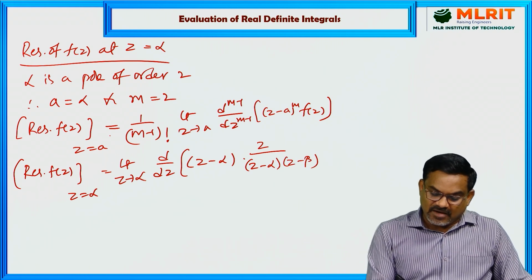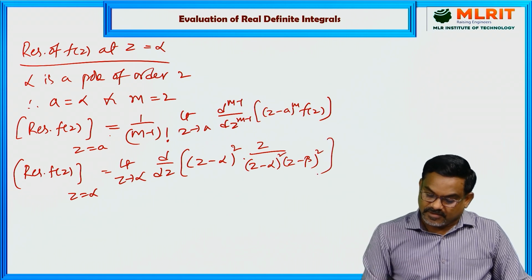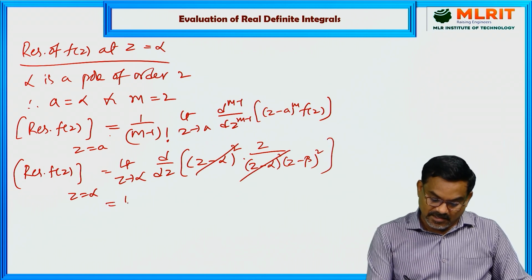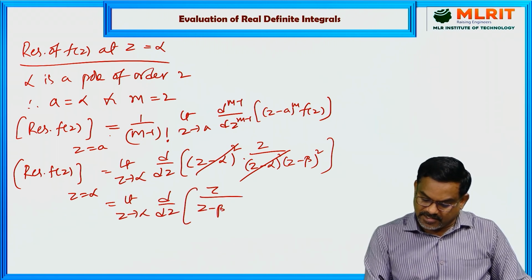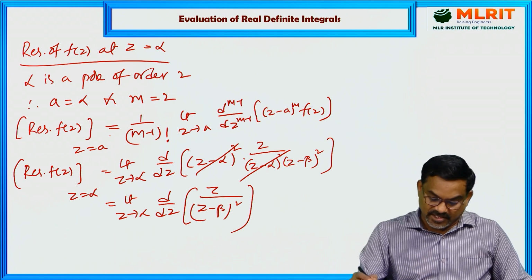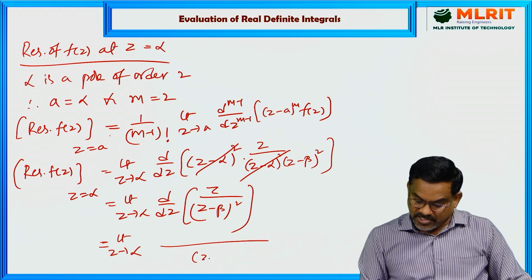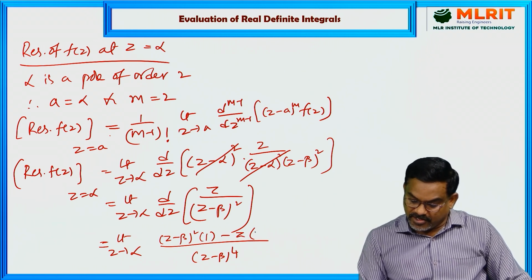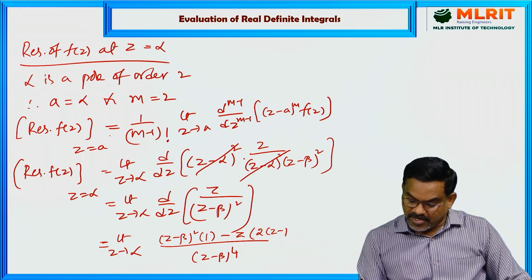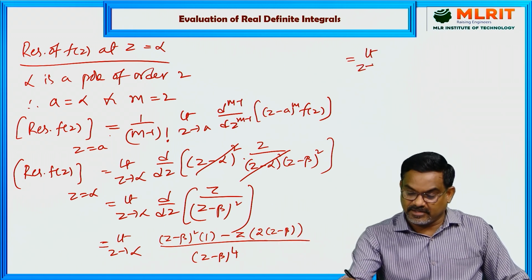So, here alpha is a pole of order 2. So, power m is 2. So, whole square, and here these two get cancelled, and limit z tends to alpha, we need to differentiate z by (z minus beta) whole square. And what is the derivative of this? Limit z tends to alpha, u by v rule. So, (z minus beta) power 4 in the denominator into numerator derivative 1, minus numerator into denominator derivative 2 into (z minus beta). So, by simplifying this, we get limit z tends to alpha.